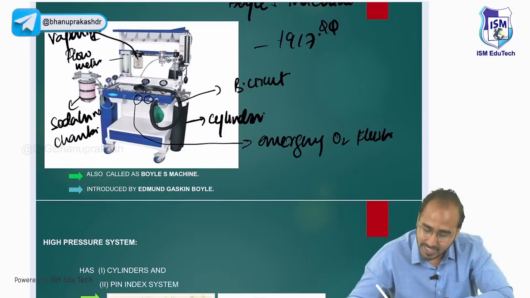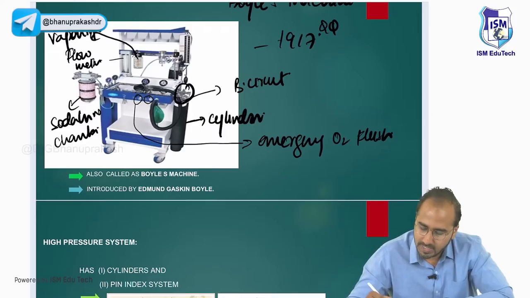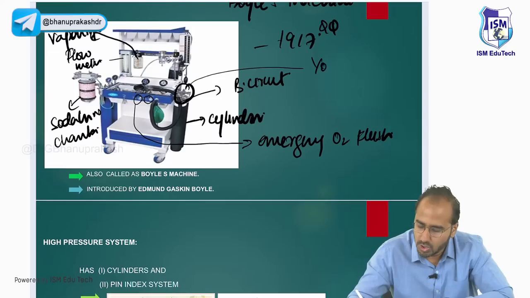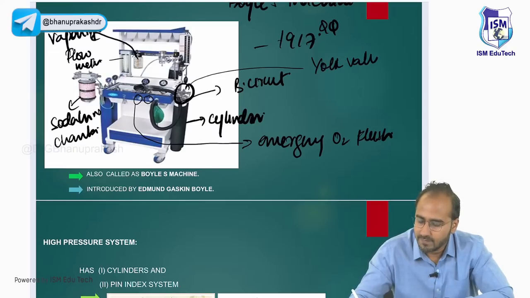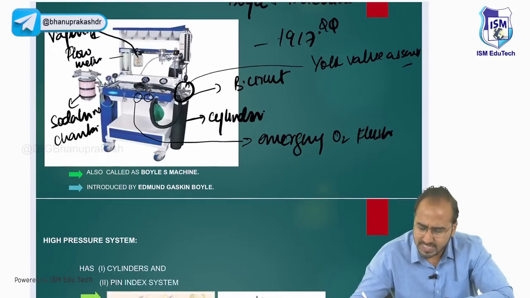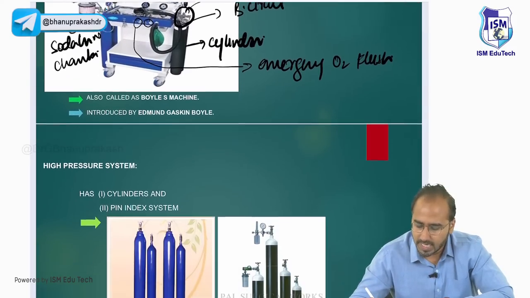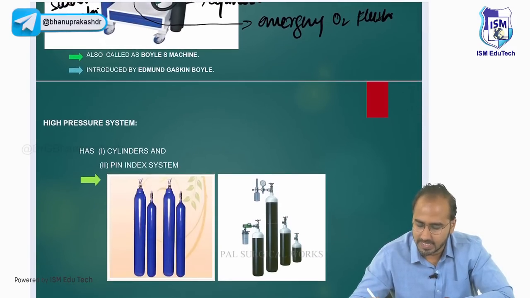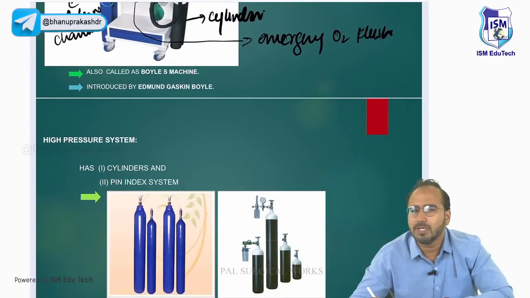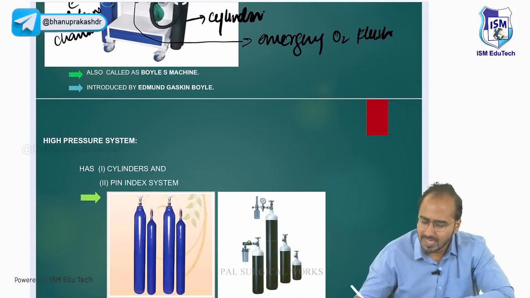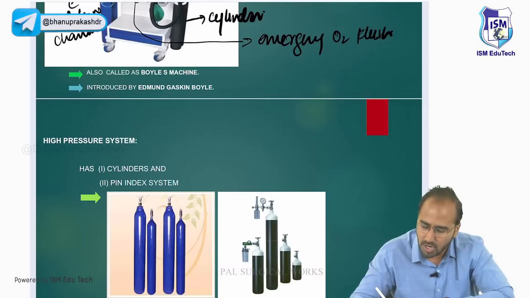So you look over here, guys. How is the cylinder attached to the machine? The cylinder is attached to the machine with the help of an assembly, which is called the yoke valve assembly. Now, guys, we have to just discuss the main points of the structures, starting with cylinders. Remember two things about cylinders. All the cylinders are made up of a common material.